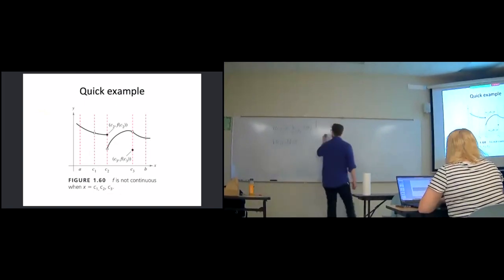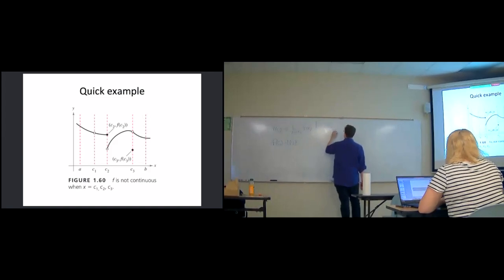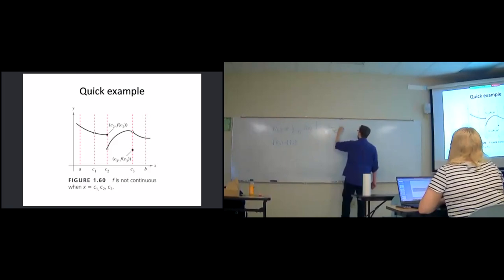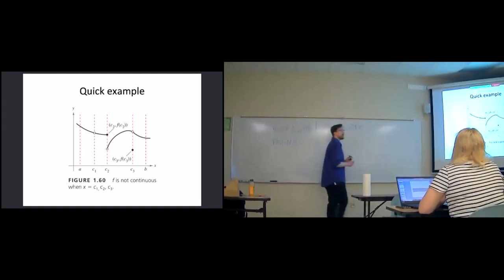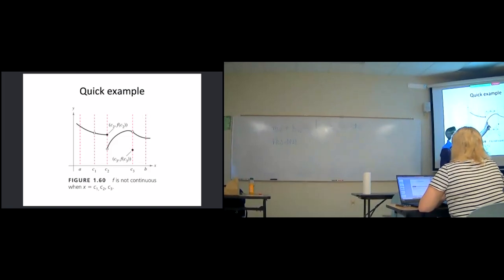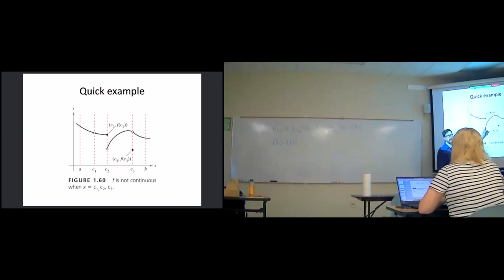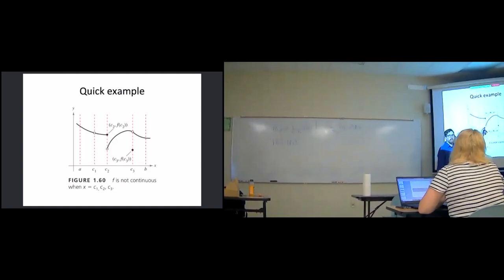At C2, we have that the limit as x approaches C2 of our function does not exist. Why is that? Because coming at it from the left, our function approaches this value. Looking at it from the right, our function approaches this value. So the limits don't agree. So we say the limit doesn't exist, right?